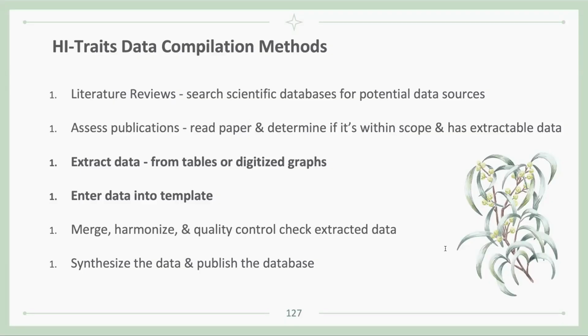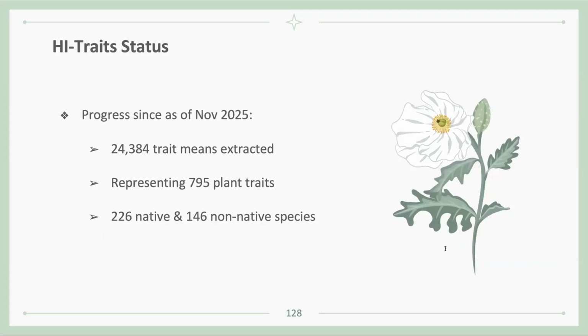Our postdoc is working on merging and synthesizing all the extracted data and doing quality control checks. In the future, we're going to synthesize all this data so it's publicly available and we can publish the database. As of last month, we've extracted almost 25,000 trait means. That represents 800 different plant traits, and this covers 226 native plants as well as 146 non-native species.